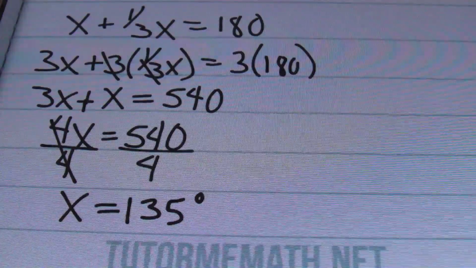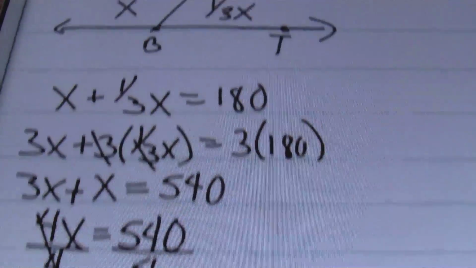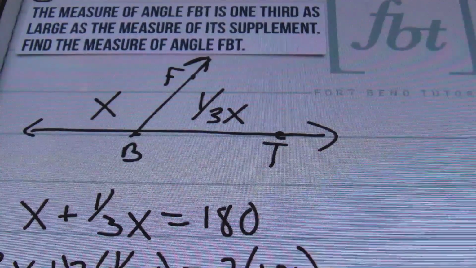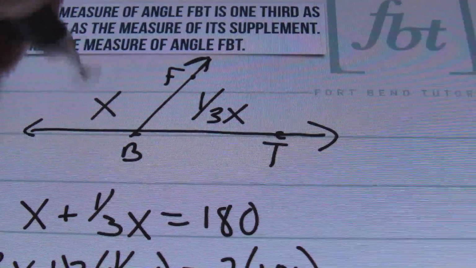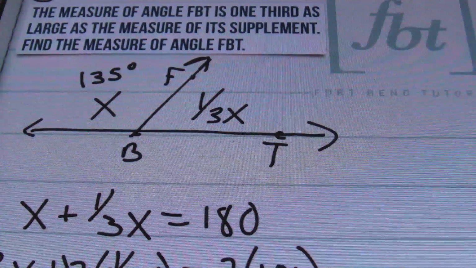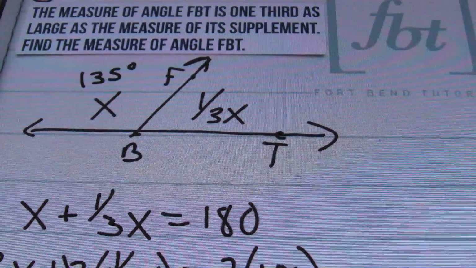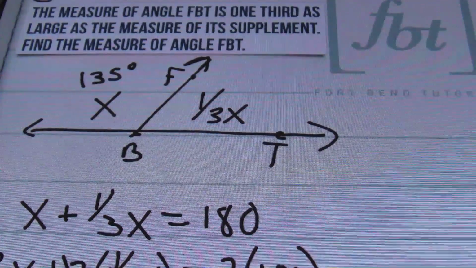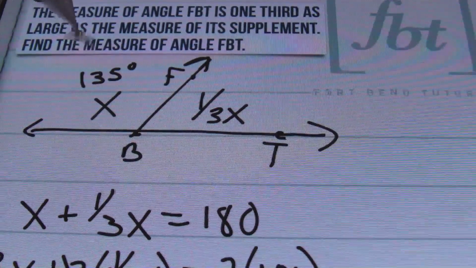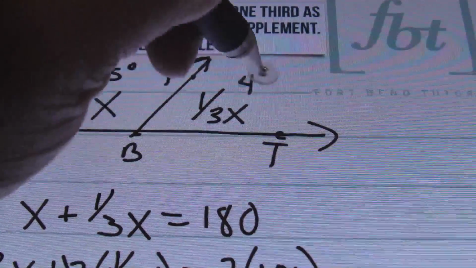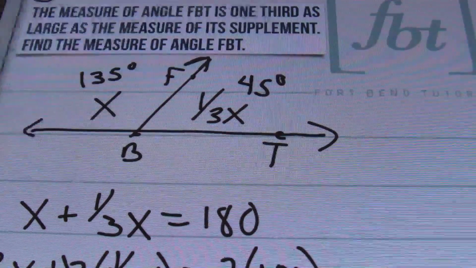So that's the value of my supplement. Here, they want us to find the measure of angle FBT. So in order to find out the measure of angle FBT, knowing that this is 135 degrees, we can take a third of this value, or we can simply subtract this 135 from 180 degrees. So 180 degrees minus 135 degrees leaves us with 45 degrees, ladies and gentlemen. And this is our answer for angle FBT.